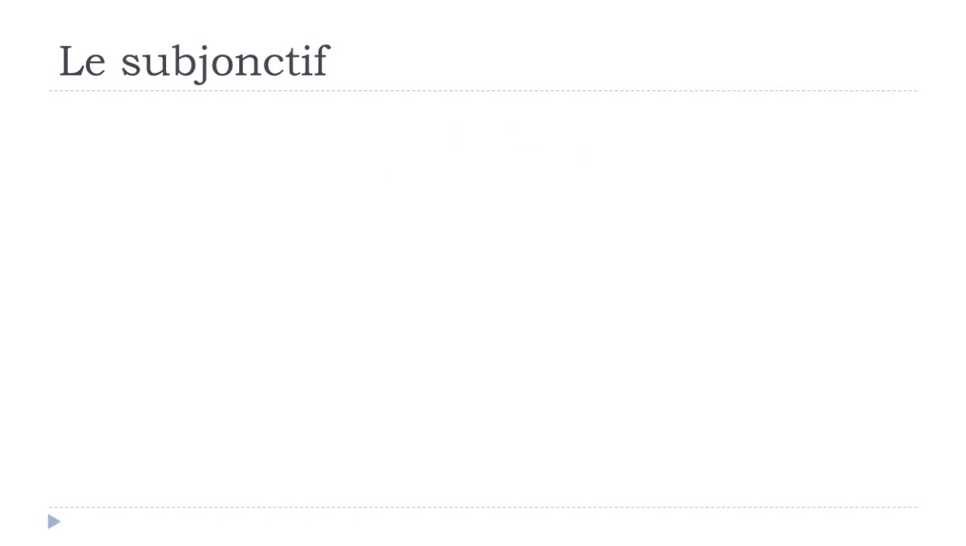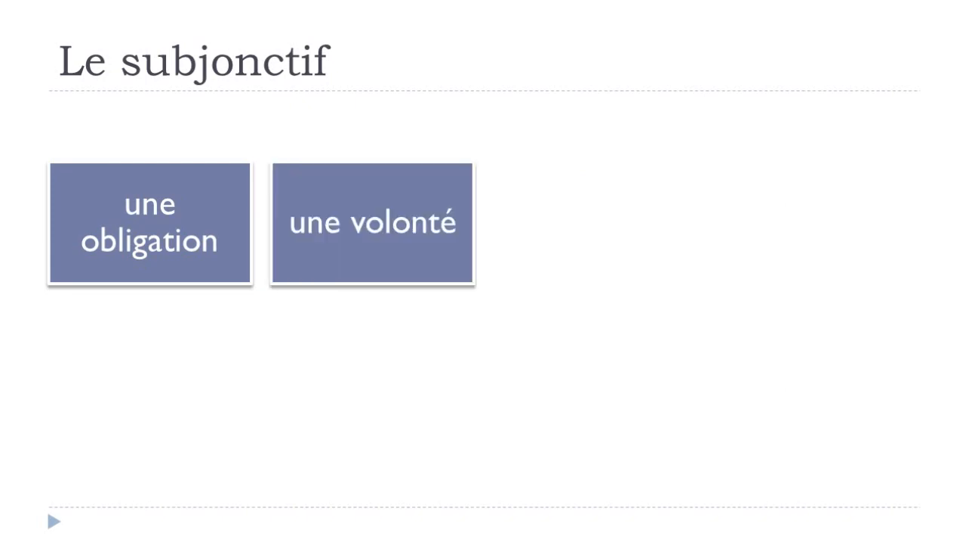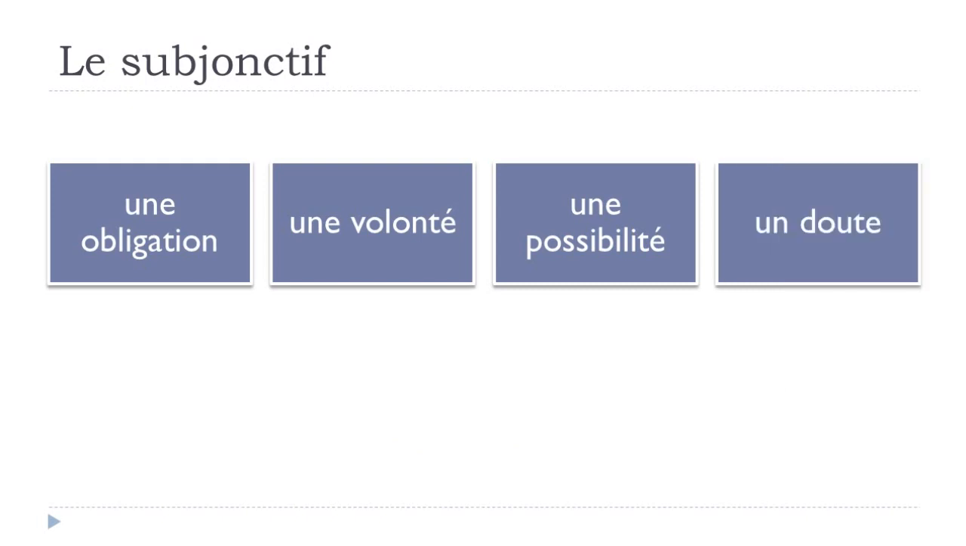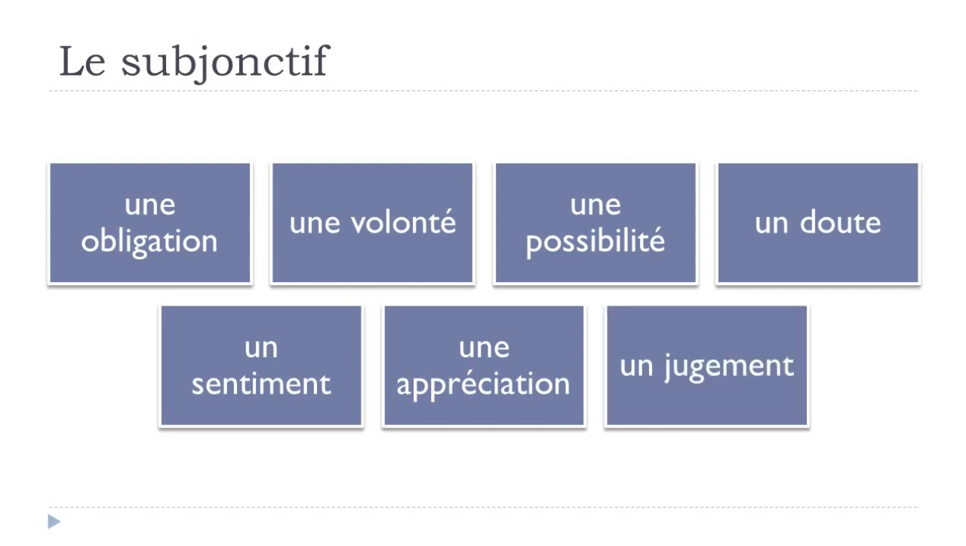And so we'll use le subjonctif when we want to express une obligation, une volonté, une possibilité, un doute, un sentiment, une appréciation, un jugement. Okay, so that's the idea. So if you want to express une obligation, something you have to do, une volonté, something you want to do, une possibilité, possibility, un doute, a doubt, un sentiment, a feeling, une appréciation, appreciation, and then un jugement, judgment. So in these cases, we'll use after this verb le subjonctif.